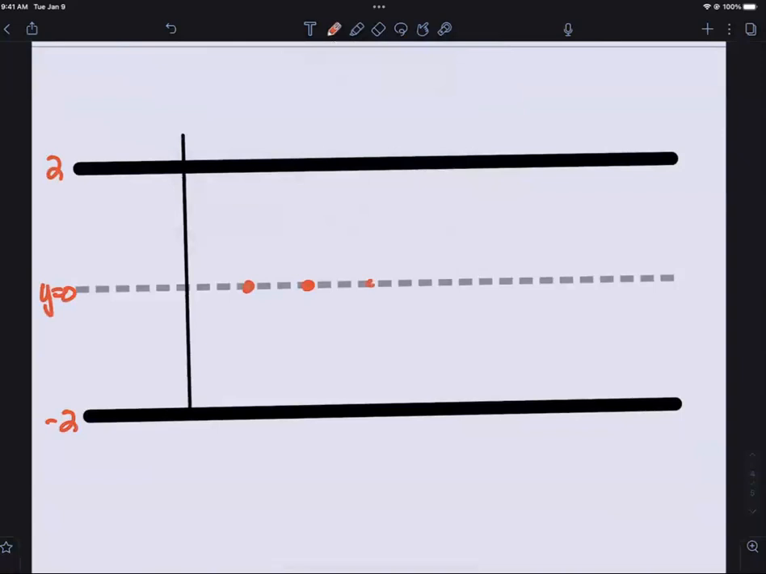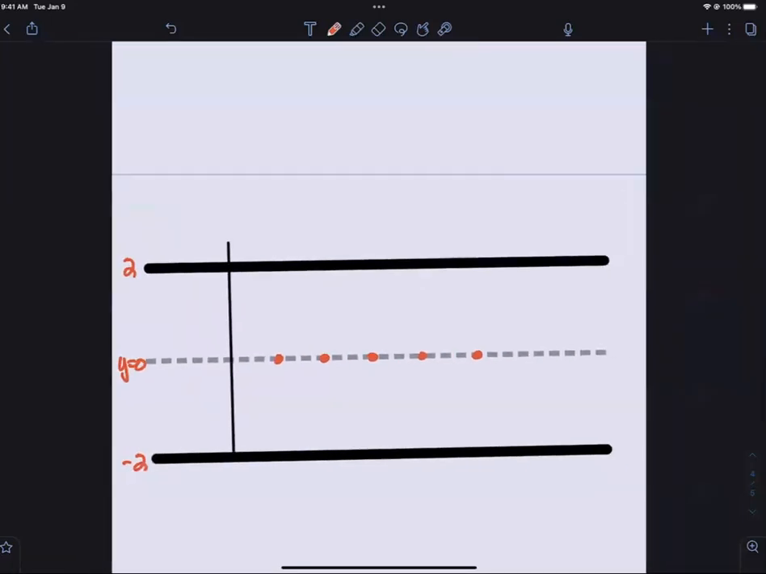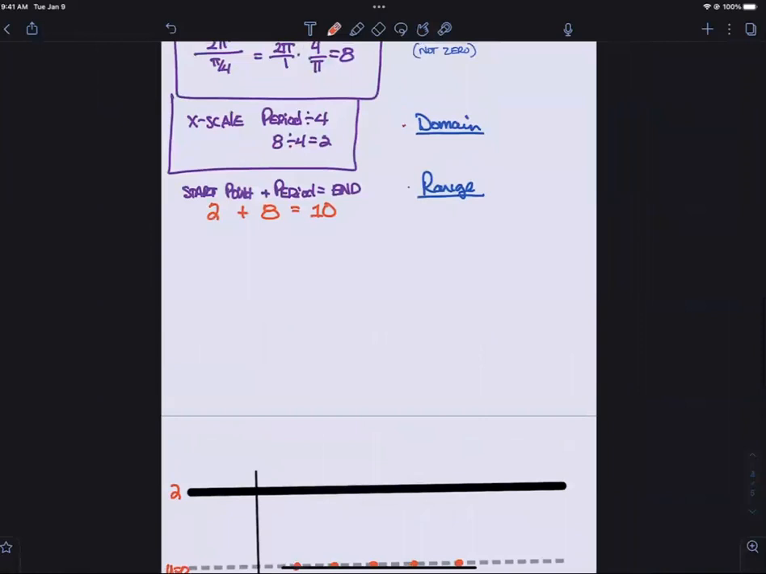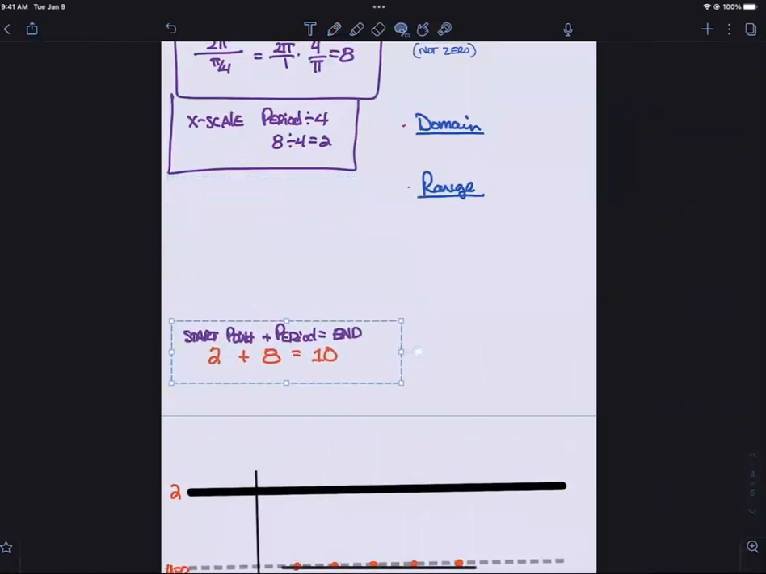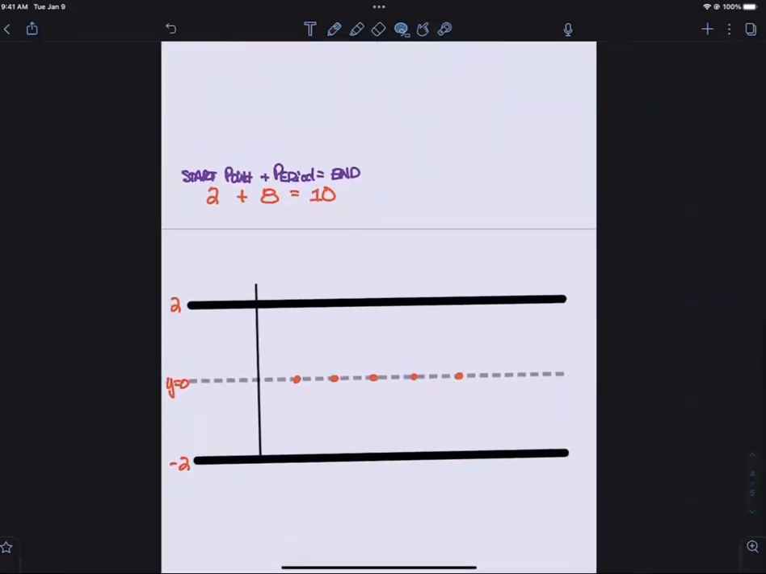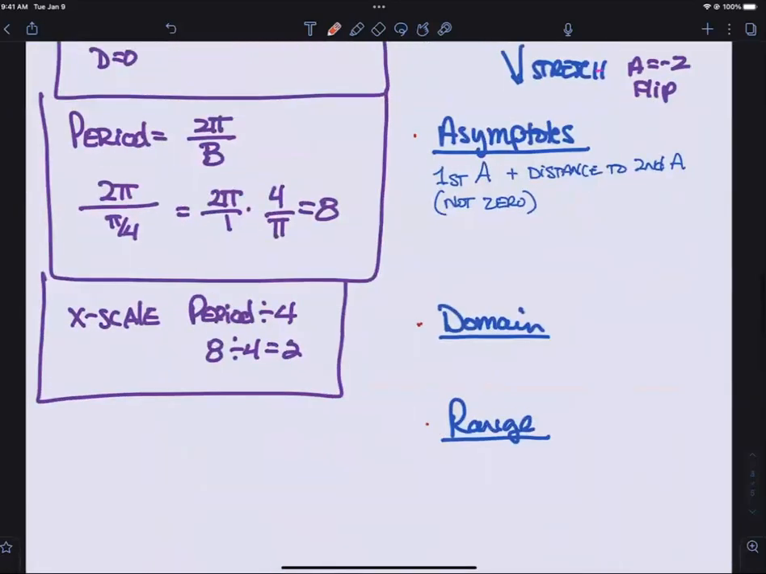1, 2, 3, 4, 5. So in this one, since I have that phase shift, I can't use the origin as my first point. So my first starting point is, let me move this down a little bit so we can kind of see how we did with it. Moving this down, and here we go. I'm starting at 2, and my x scale said that I'm traveling in increments of 2. So just to remind you of that, here's my little x scale.